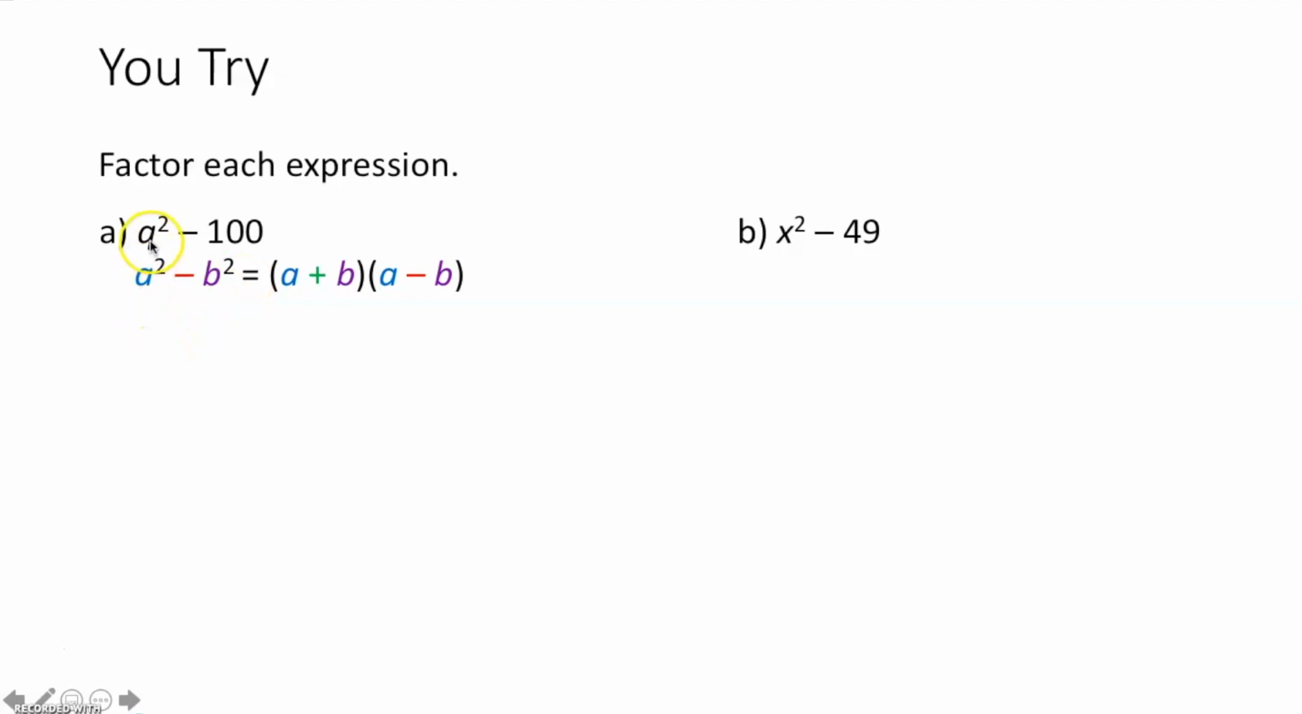What is your a value? Your a value looks like it's q. And what's your b value? Well, what's the square root of 100? That's 10. So we plug in q for our a here and here. We plug in 10 for our b here and here. We're done. Look how easy that was.